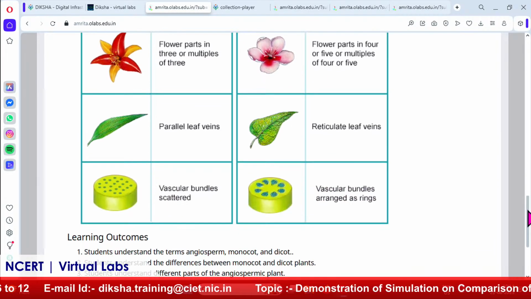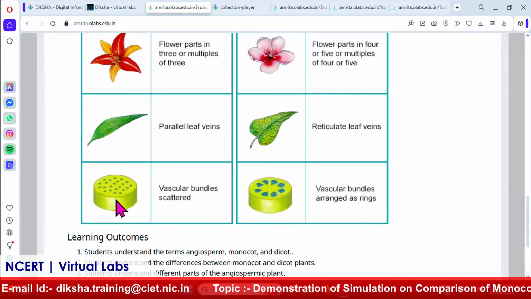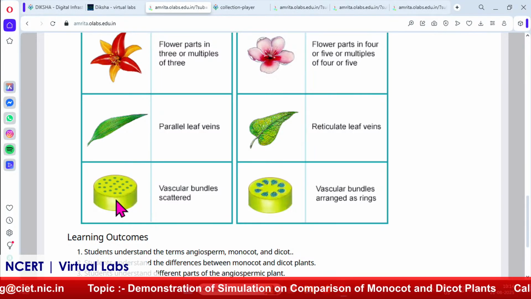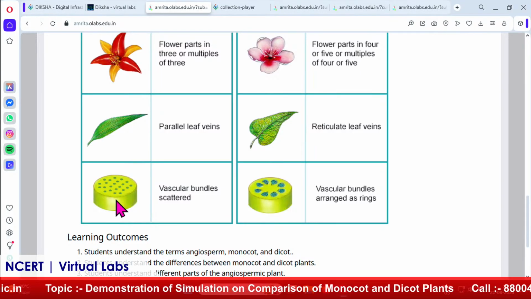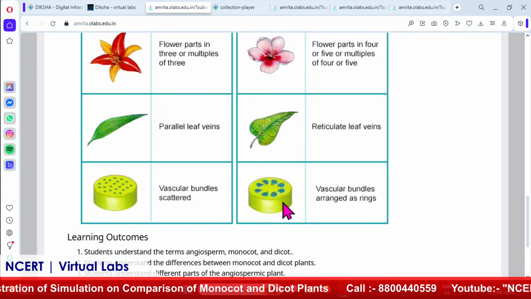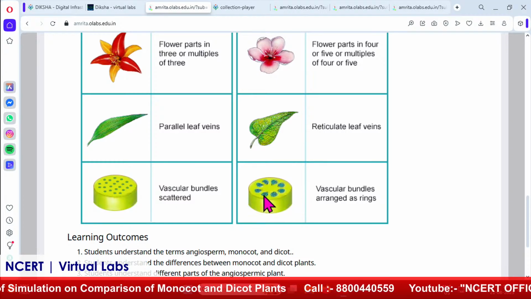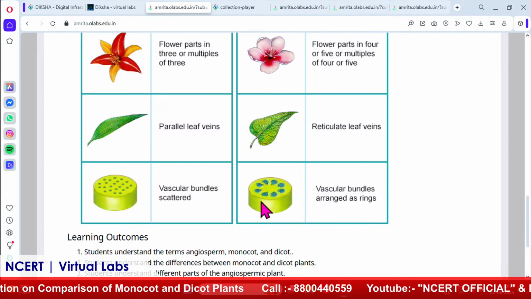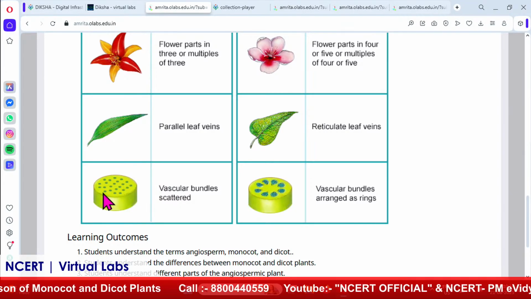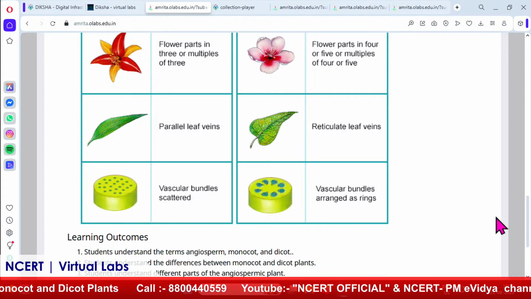Then the other thing which we will talk about is vascular bundle. We require vascular bundles for the transportation of water and nutrients. These vascular bundles are scattered in case of monocots, but in case of dicots, the vascular bundles are arranged as rings. Here you can see they are arranged as rings in case of dicots, but in case of monocots you can see they are scattered throughout the stem.